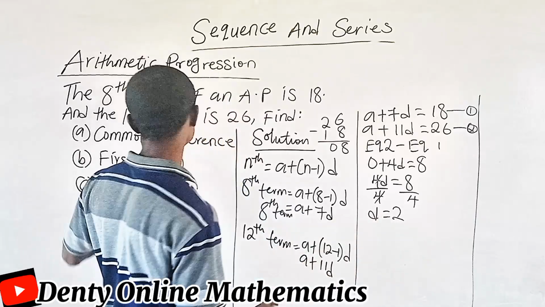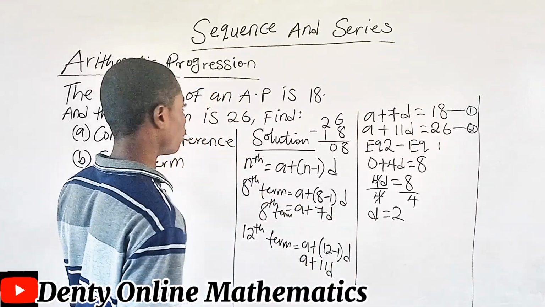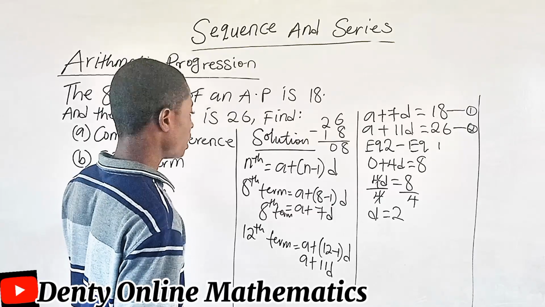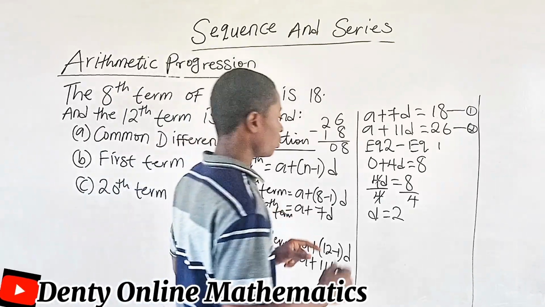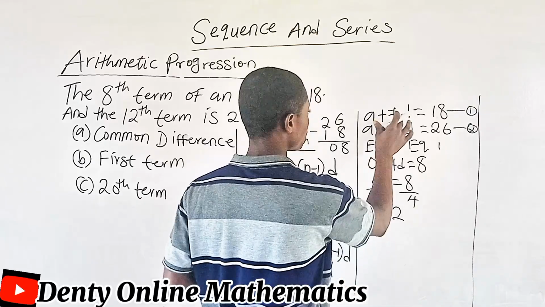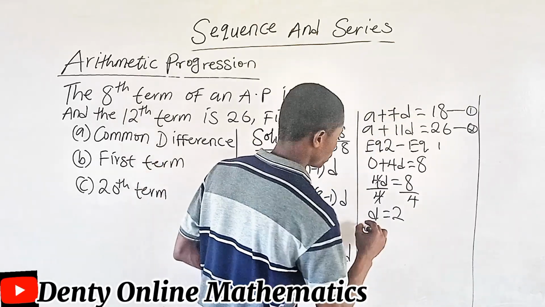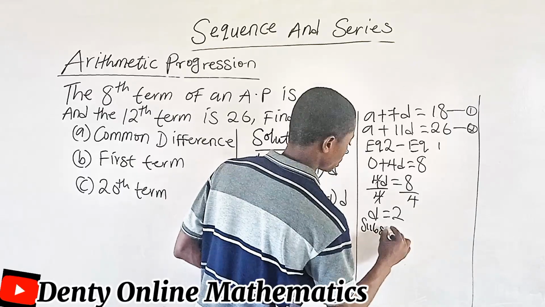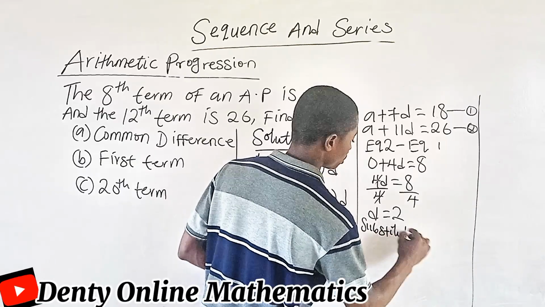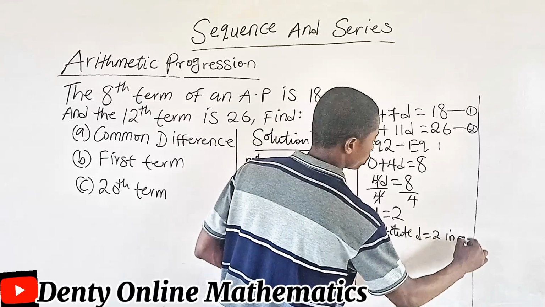So therefore, the common difference has been found to be 2. Now we are going to look for the first term. To have the first term, we are going to substitute this into any of the equations. So I can now say substitute D equal to 2 in equation 1.